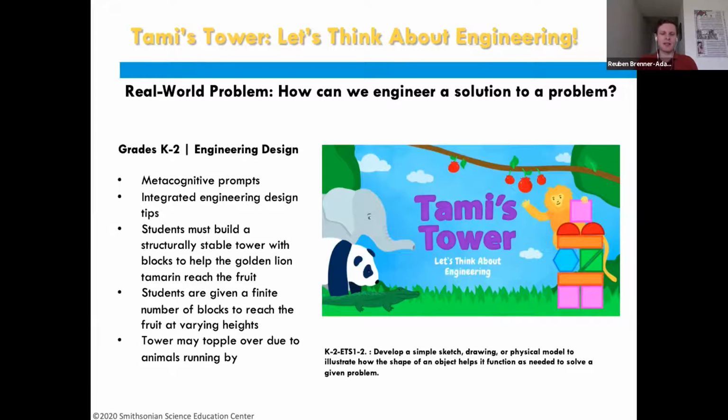Tammy's Tower, Let's Think About Engineering, is a game where you are tasked with building a tower out of simple geometric shapes so that a small monkey can climb up and reach the fruit on the branch overhead. However, larger animals that you can see on the left of that picture are going to be running by and shaking the ground, so your tower has to be structurally stable enough to stand up even through the shaking. So it's all about connecting simple shapes to their physical functions.